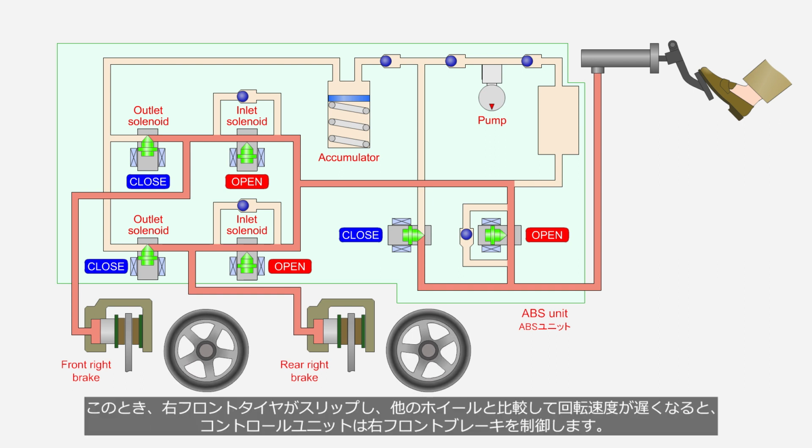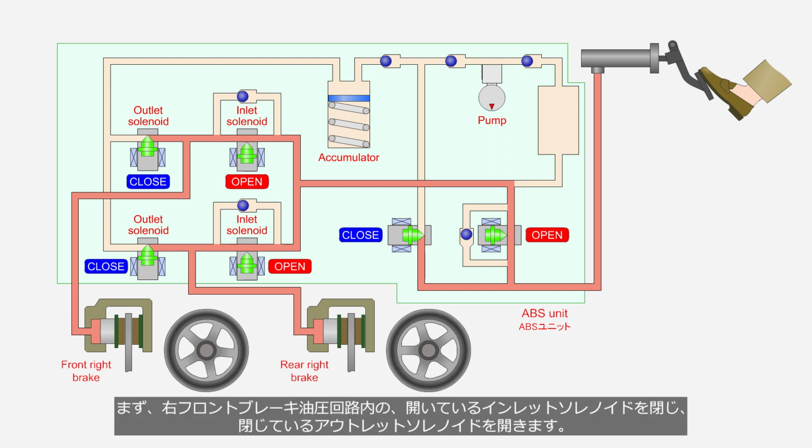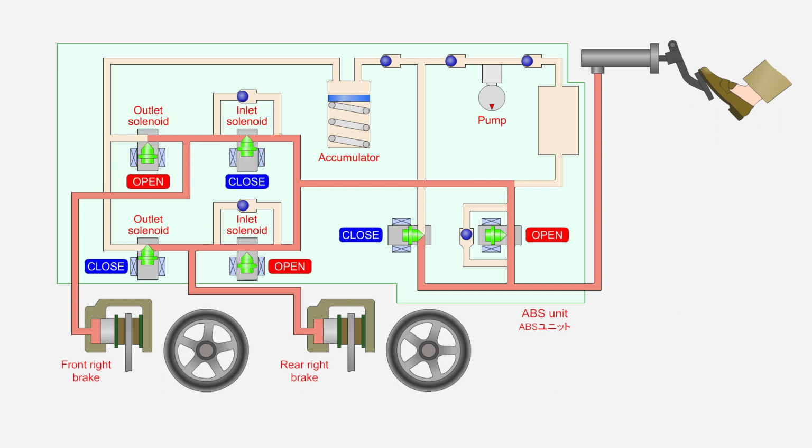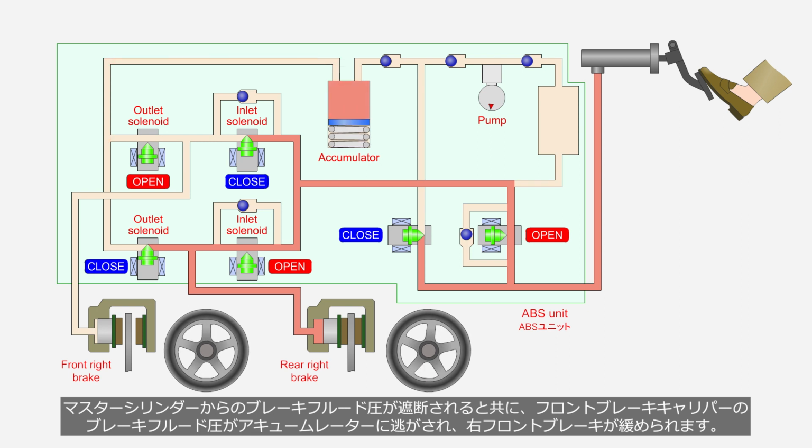At this time, if the right front tire begins to slip and its rotational speed becomes slower compared to the other wheels, the control unit takes control of the right front brake. First, within the hydraulic circuit of the right front brake, the open inlet solenoid is closed, and the closed outlet solenoid is opened. As the brake fluid pressure from the master cylinder is cut off, the brake fluid pressure that was acting on the front brake caliper is released into the accumulator, causing the right front brake to be released.